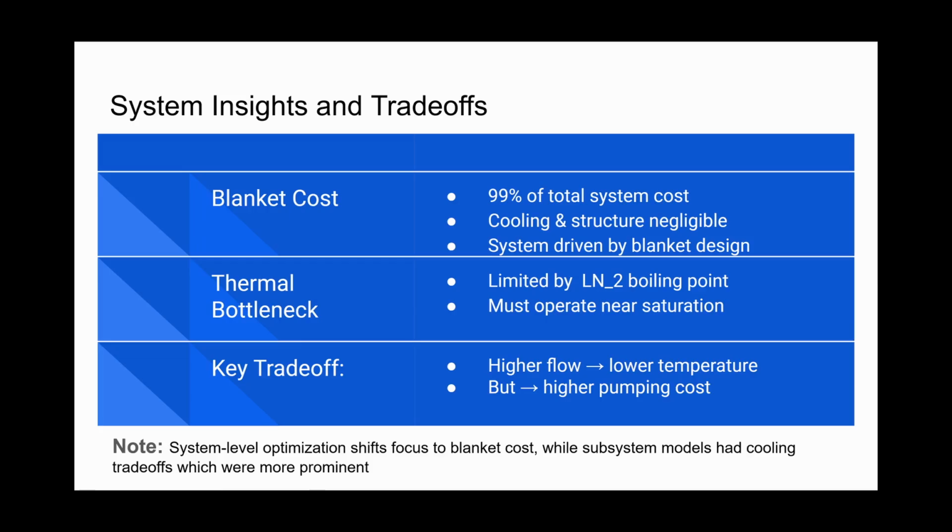This creates a key trade-off. Increasing the coolant flow rate reduces temperature, but significantly increases pumping cost due to its nonlinear and roughly cubic relationship in engineering terms. Therefore, the optimizer must carefully balance these competing effects to achieve the lowest cost. Keynote: the system level optimization shifts focus to the blanket cost, while the subsystem models focused more on cooling trade-offs.